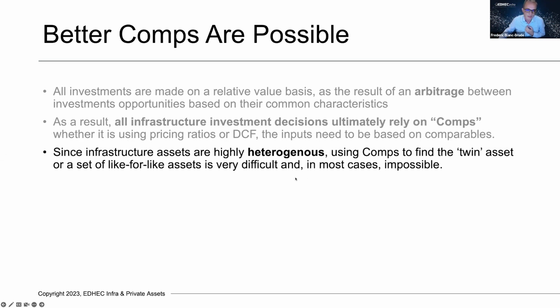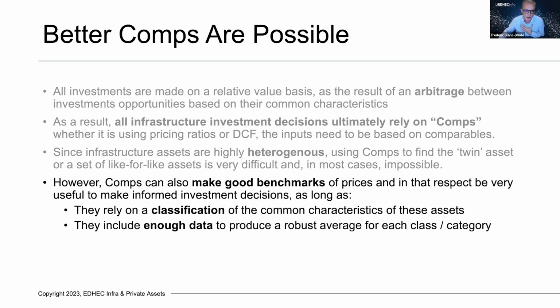And because we have these very highly heterogeneous assets, finding a twin asset or the perfect like-for-like asset is very difficult. In most cases, it's not going to happen. You're not going to be able to achieve this. However, we can develop comps that are good benchmarks of market prices. In that respect, they can be very useful to make informed investment decisions as long as you rely on the right classification of those common characteristics.